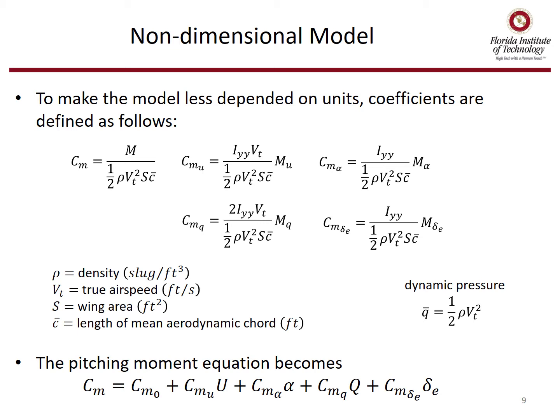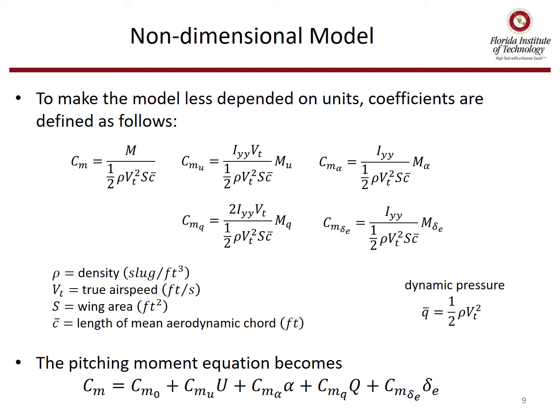So the stability derivative m sub u then, in coefficient form, becomes C sub m sub u, and it still has m u, and then it's non-dimensionalized by the same denominator, and it also has a moment of inertia and a true airspeed in the numerator. So this is an established practice that aerodynamicists have done to basically take the model on the previous slide and make it non-dimensional using these coefficients as we've defined here.